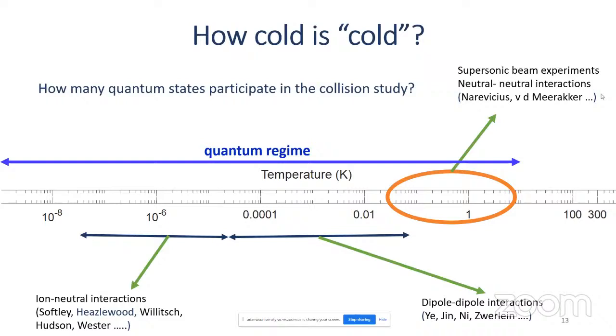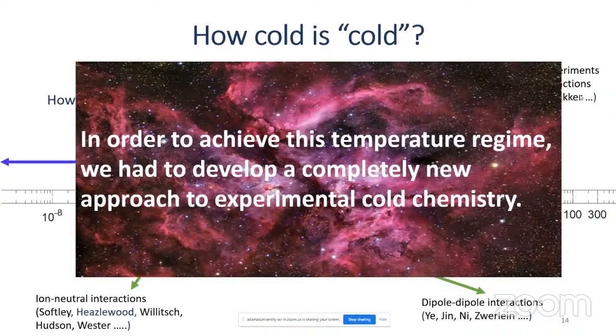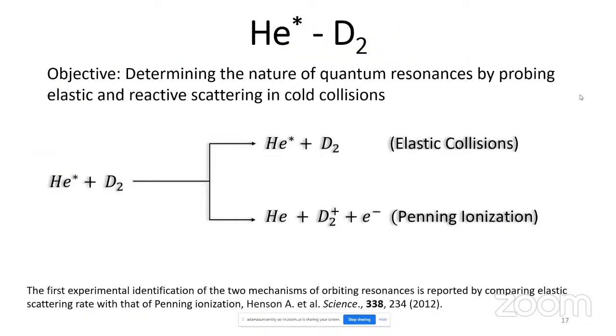Depending upon the system we are studying, for example, in this work, we are using a supersonic beam experiment with neutral-neutral interactions. For that, the millikelvin temperature regime, like 10 Kelvin down to the millikelvin regime, is already enough to show very interesting quantum effects, and that is what we will see shortly. But even if we say millikelvin temperature regime, in order to achieve it, we have to develop a completely new approach to experimental cold chemistry, because conventional methods might not be able to take the temperature to this regime, right?